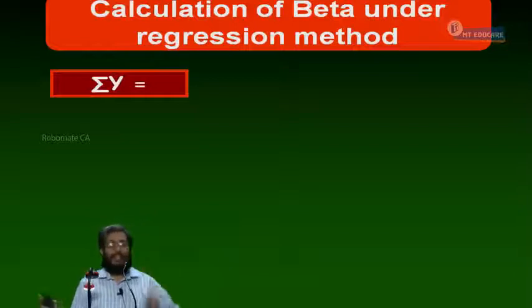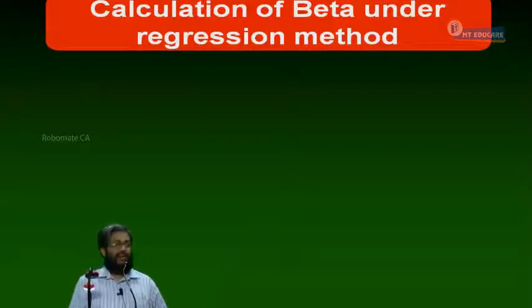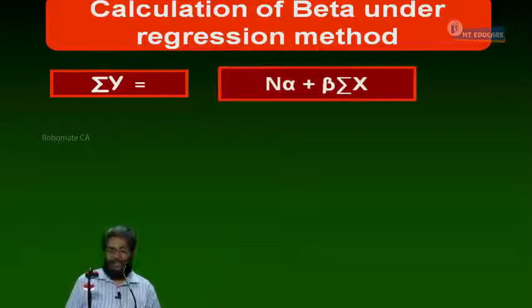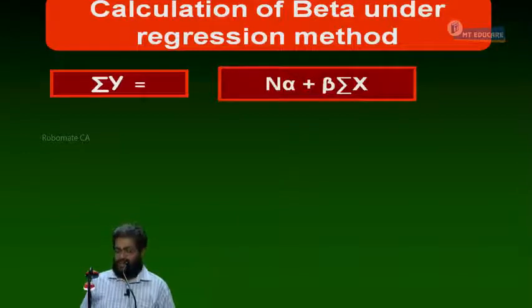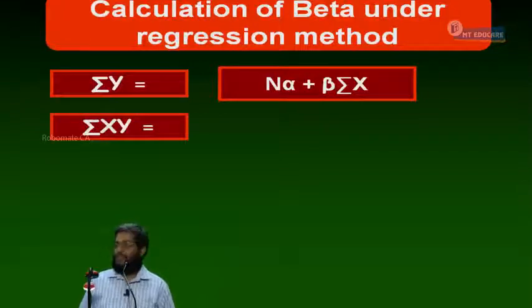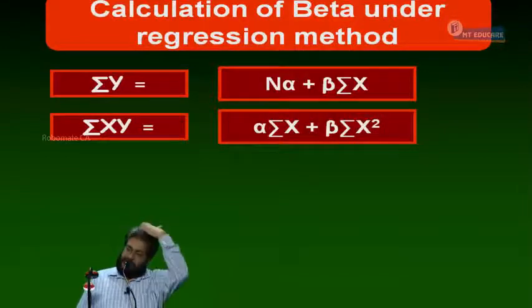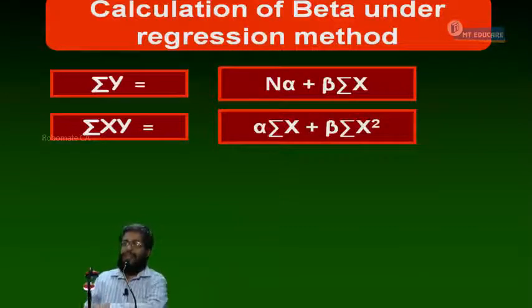So please, let's write the equation first. Now, all this should be by heart. Tell me the first equation. Sigma y is equal to n alpha plus beta sigma x. What is the second equation? Sigma xy is equal to alpha sigma x plus beta sigma x square. So these are all the equations.